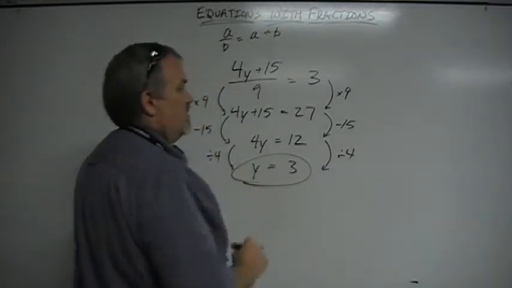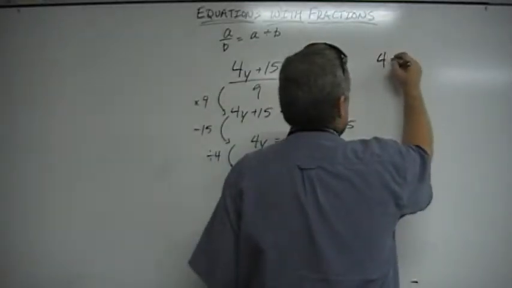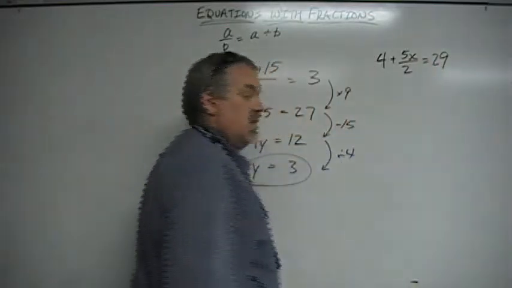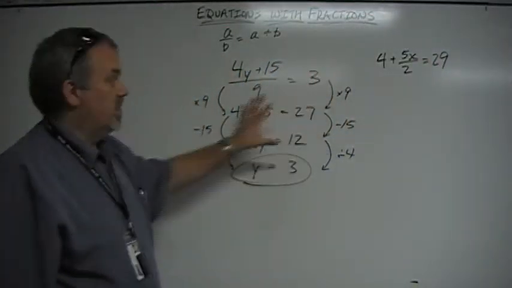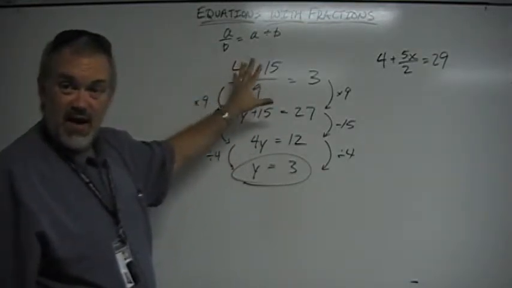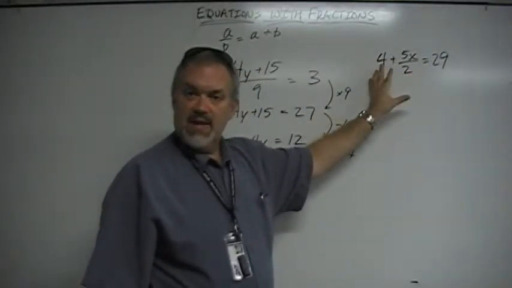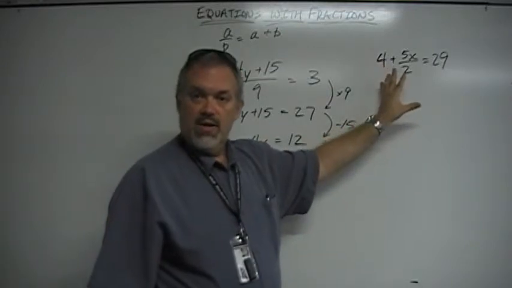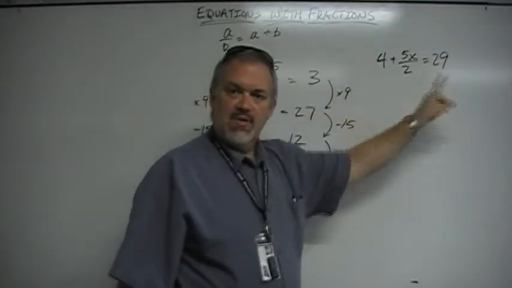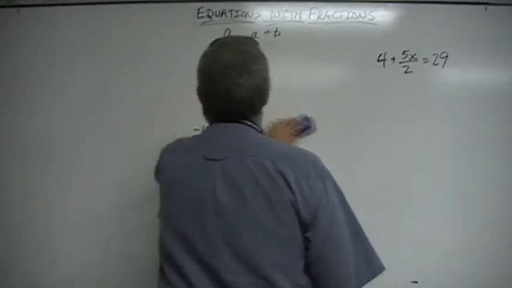Now, this problem is a little bit different from one like this. Let's try 4 plus 5x divided by 2 equals 29. Now the difference between that sort of problem and this one is you will notice here we just have a fraction on this side. It's a fairly complicated fraction, but it's still just a fraction. Over here we have a fraction, and then we have something added to that. So, how do we do this differently? Well, we've got to get rid of the 4 first. We have this added to that equals that, so we've got to get rid of the 4 first.